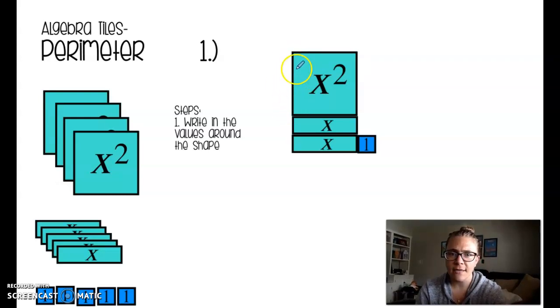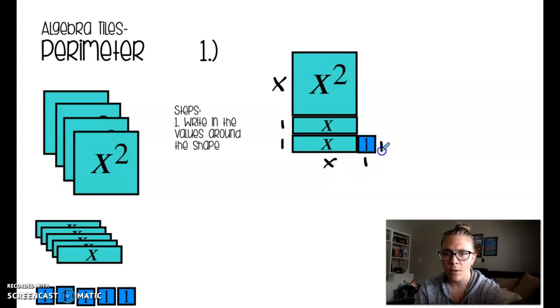This side length I know is unknown, so I'm going to put an x there. This side length is a length of 1. This side length is an x. And then I have 1, 1, 1. This side length here is 1. This long one is an x. And this top is also an x.